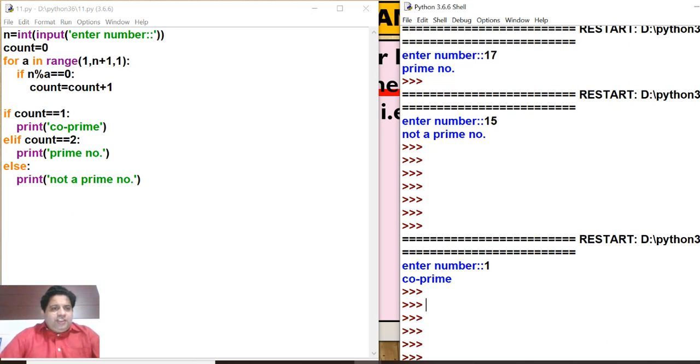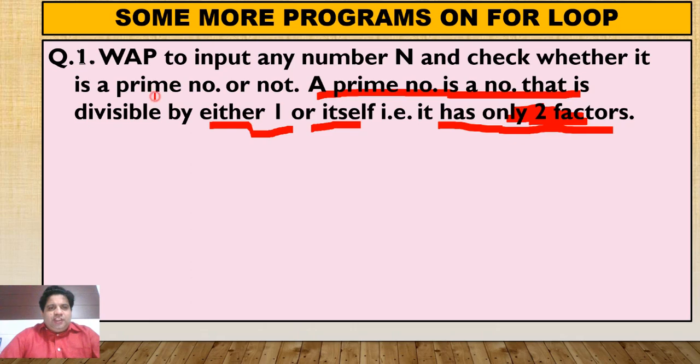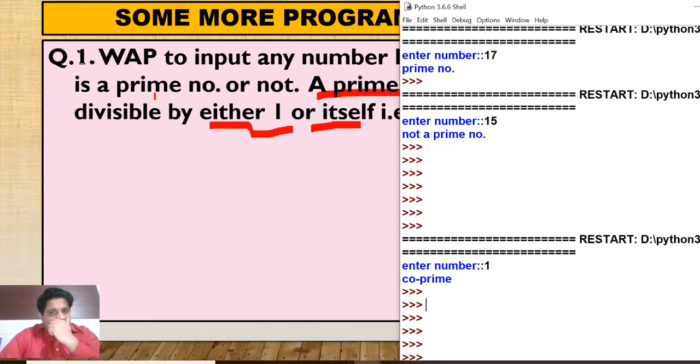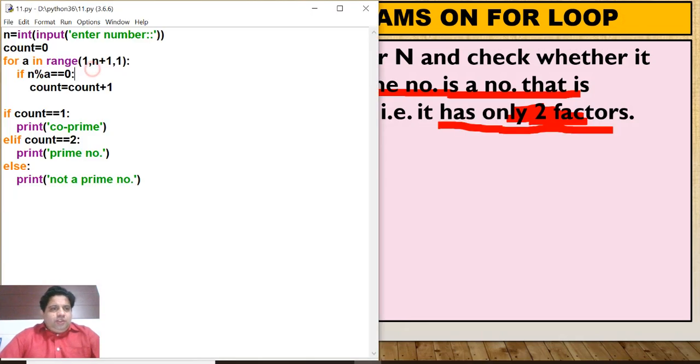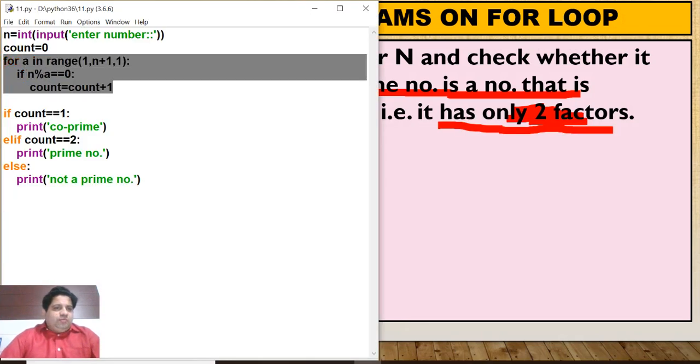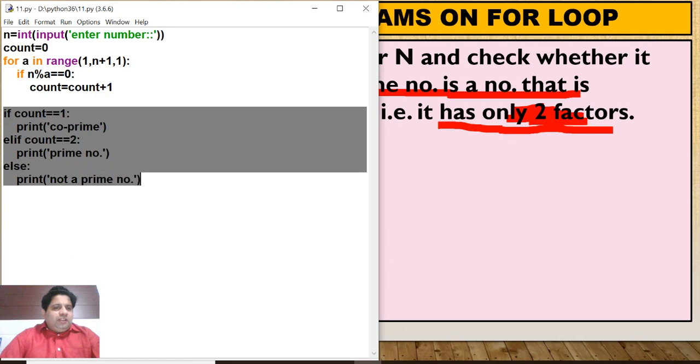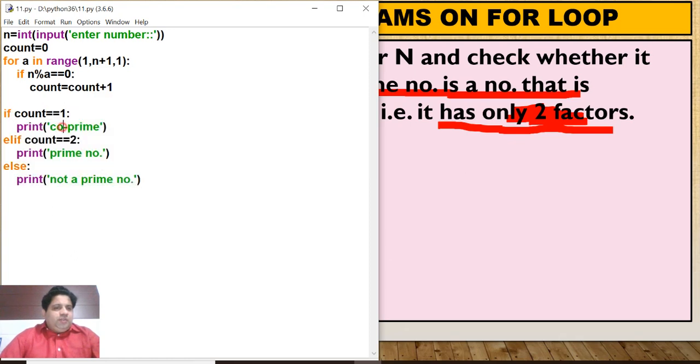So this is the extension. This program is an extension of which program? It is an extension of the program to count the factors of a number. So this loop is counting the factors of a number, and this part is checking whether these factors are 2. If the number of factors is 1, it means it is co-prime. If the number of factors is exactly 2, it means it is prime. And if it is not exactly 2, it means it is not a prime number.